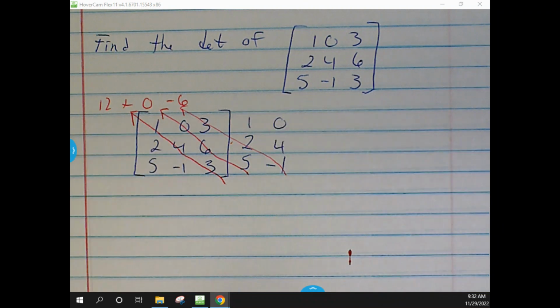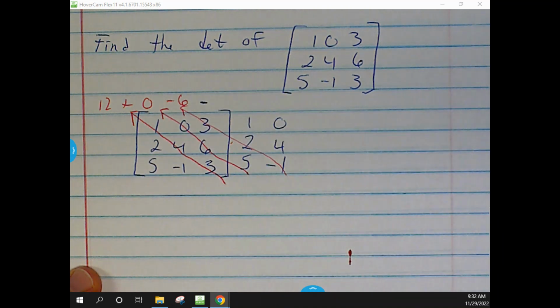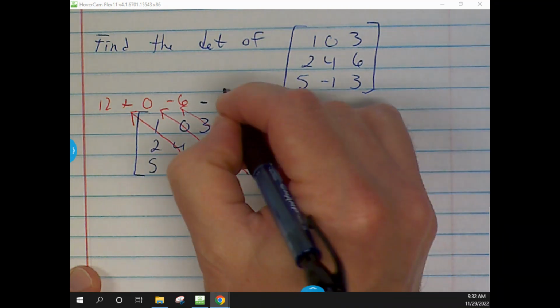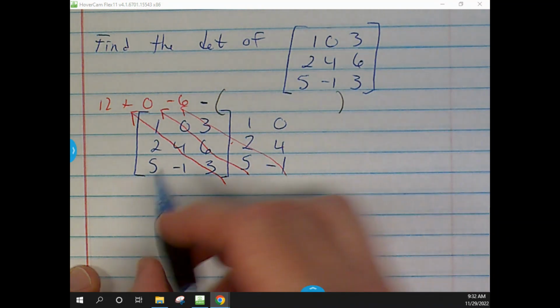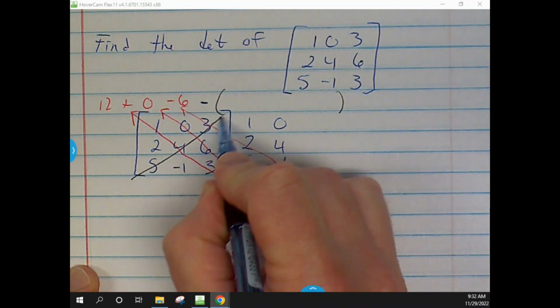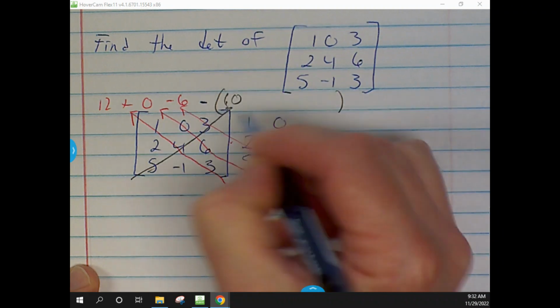All right, now when we turn and go the other direction, again, it's going to be minus, and then all these numbers. So we're going to go 5 times 4 times 3. 5 times 4 is 20 times 3 is 60.